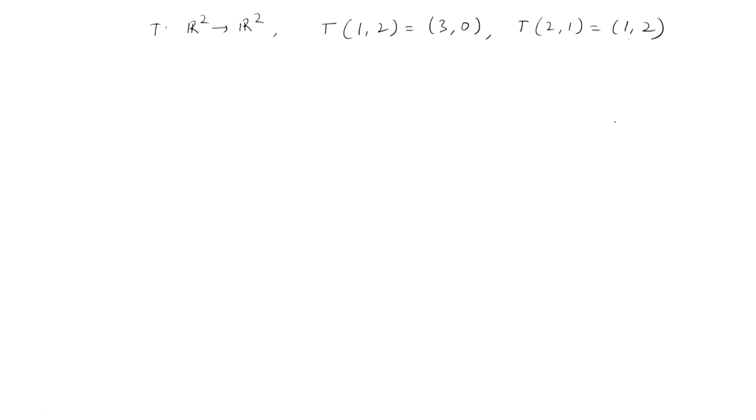Okay. First of all, we have seen that these two elements are in R2. Let us first observe, are they linearly independent? The answer is yes. We can't write (1, 2) as a linear combination of (2, 1). So yes, they are linearly independent.